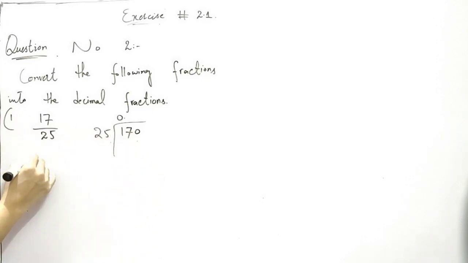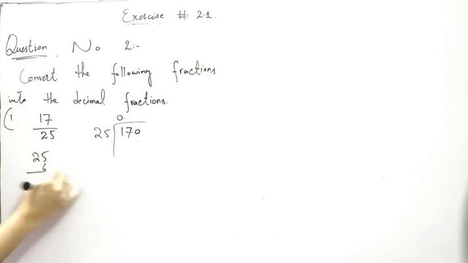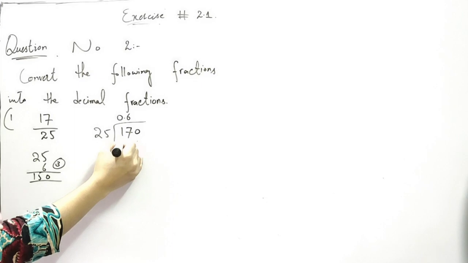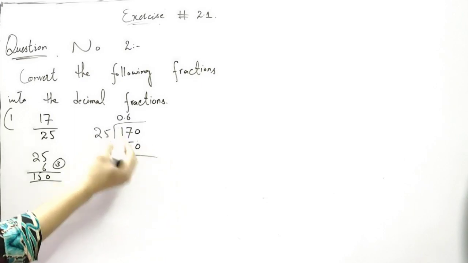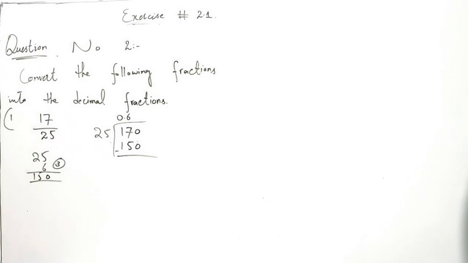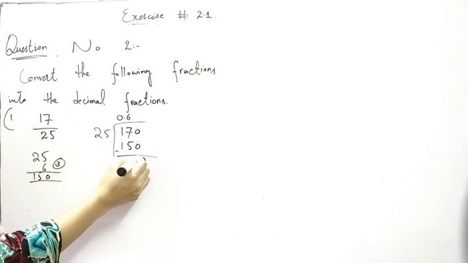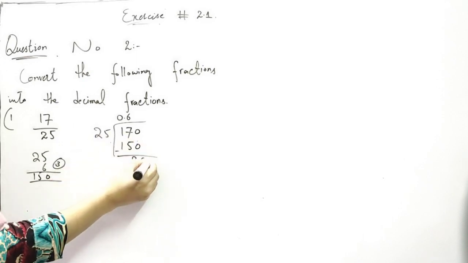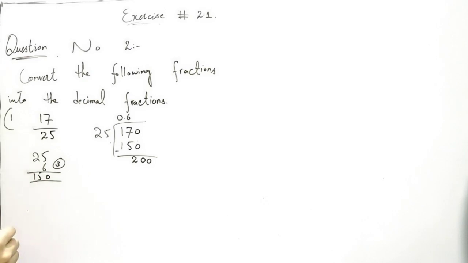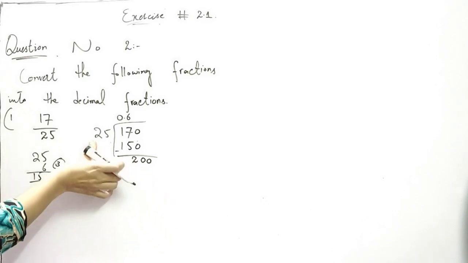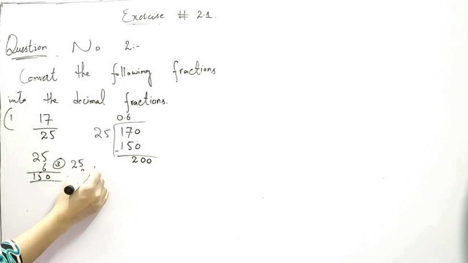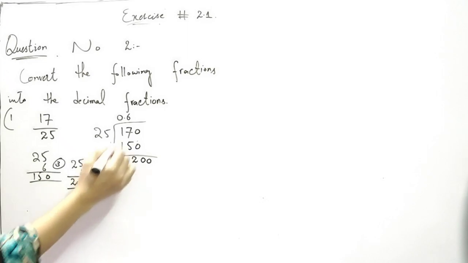So we multiply 25 by 6, we get 150. So place 6 here and put 150 here. Now minus 150 from the 170, we get 0 minus 0 is 0, 7 minus 5 is 2. Now 20 is less than 25, so again put 0 here. So this becomes 200 and this is 25. Now multiply 25 by 8, we get 200.